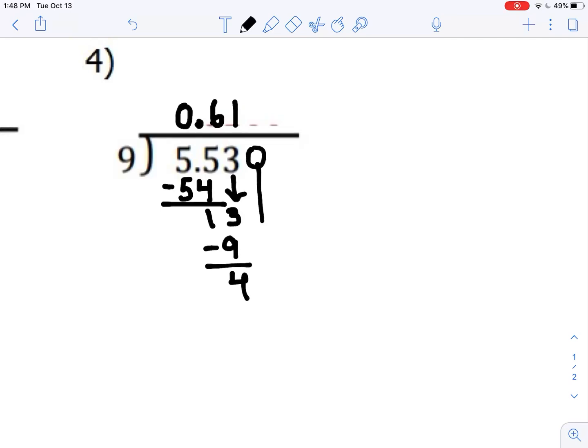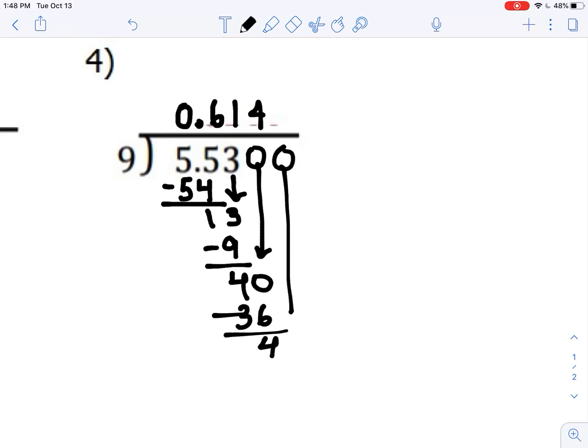So now I'm going to add a 0 and bring it down. 9 can go into 40 4 times. That's 36. And when we subtract, we have a difference of 4 again. So if I add a 0 to bring it down, we're going to have this 40 coming up again with the 9 going into 40 4 times. So our 4 is repeating over and over. So we have 0.614 with a bar over the 4.